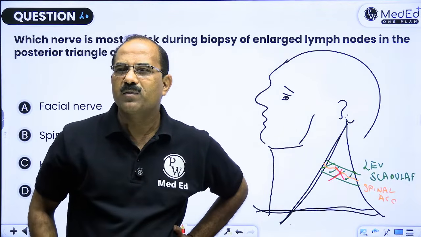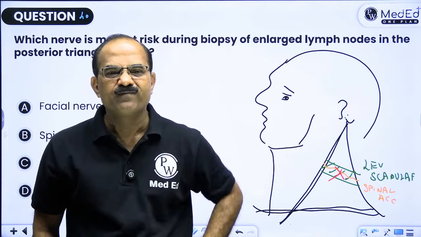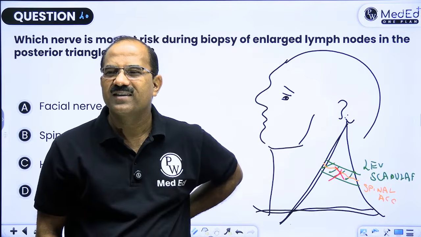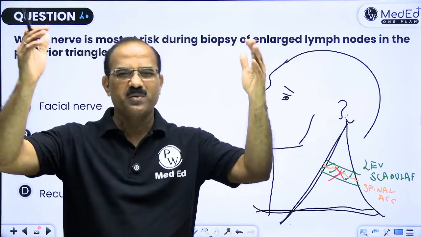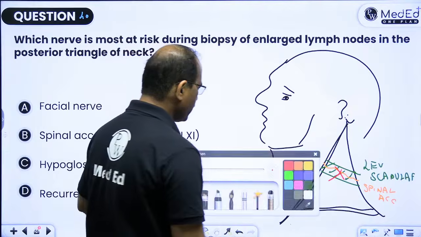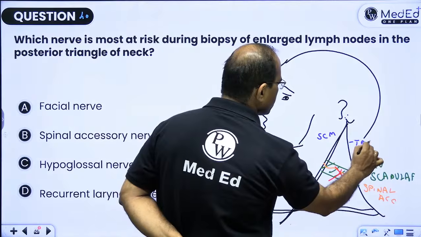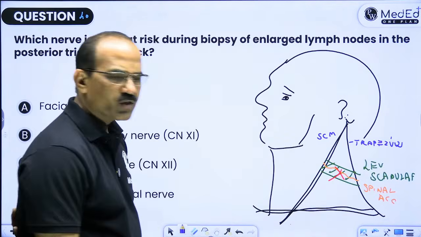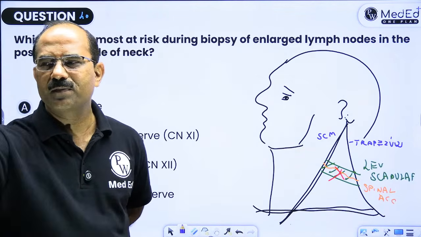Come on students, answer. Which muscle is paralyzed? दो मसल्स को सप्लाई करती है स्पाइनल एक्सेसरी नर्व, राइट? It supplies two muscles, one is sternocleidomastoid and the other is trapezius. So which muscle is paralyzed? Trapezius is paralyzed, ठीक है ना?